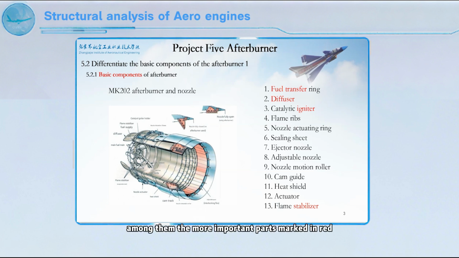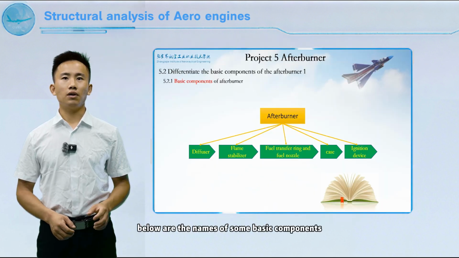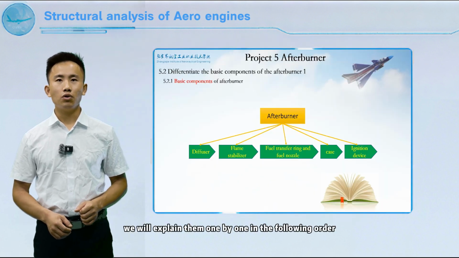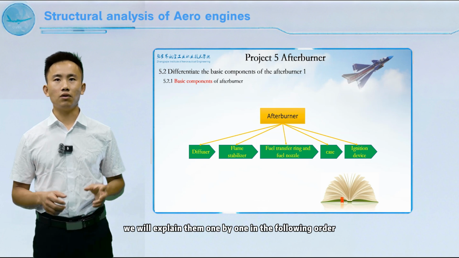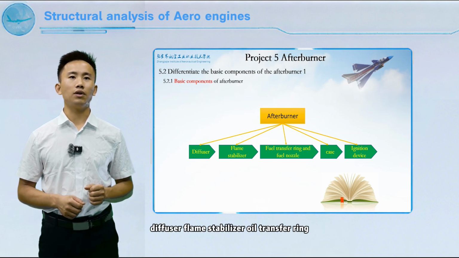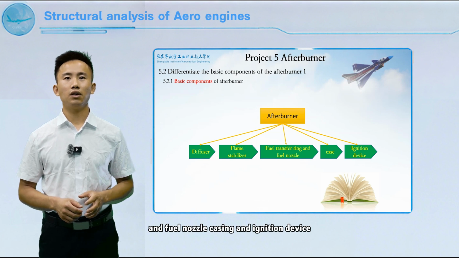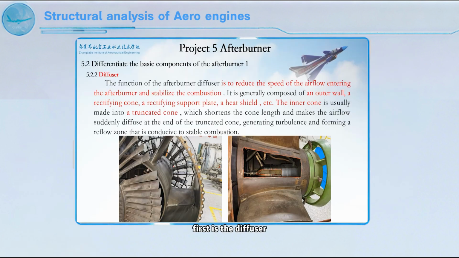Among them, the more important parts marked in red include the oil transfer ring, diffuser, igniter, and flame stabilizer. Below are the names of some basic components of the afterburner. We will explain them one by one in the following order: diffuser, flame stabilizer, oil transfer ring, fuel nozzle, casing and ignition device. First is the diffuser.